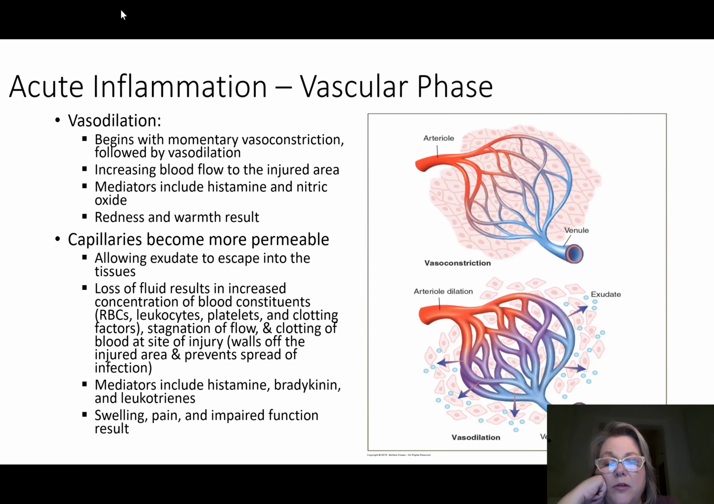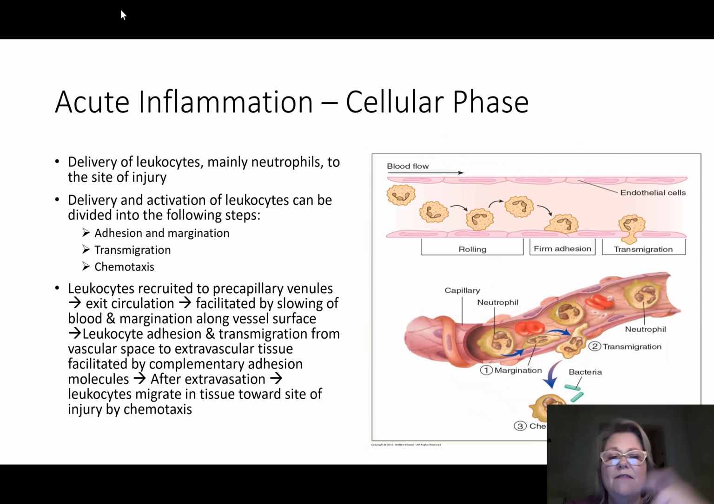Capillaries become more permeable, meaning that those leukocytes can actually get out of the vascular phase and go into the cellular stage. The loss of fluids and increased concentration, like your leukocytes, platelets, and stuff like that. And then you go into the clotting, and I'm not going to go all back into this. And at this stage is where swelling, pain, and impaired function can happen. Because I've got a great little thing on the end I can show y'all.